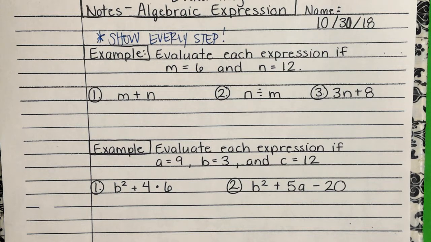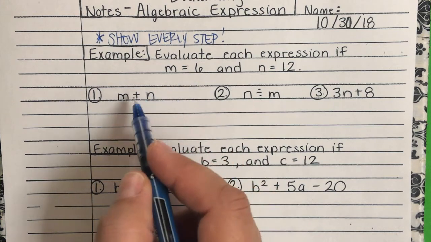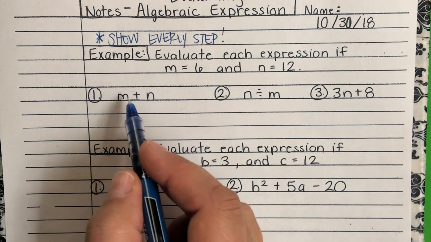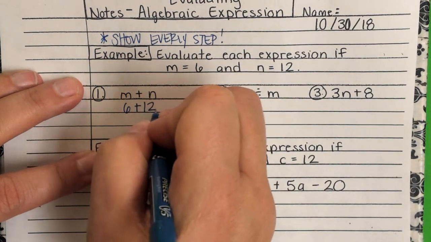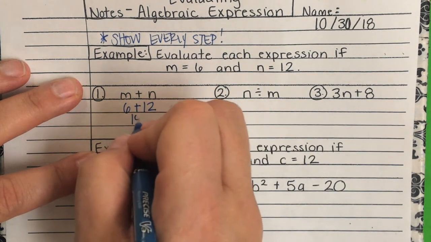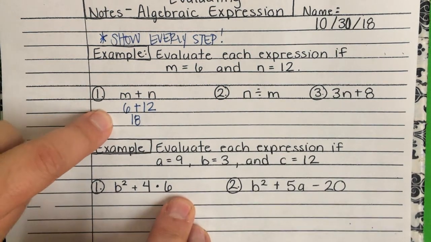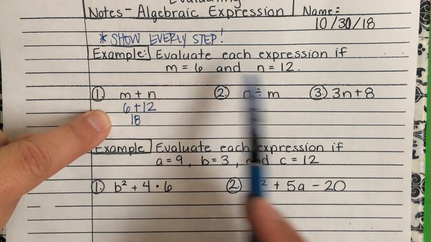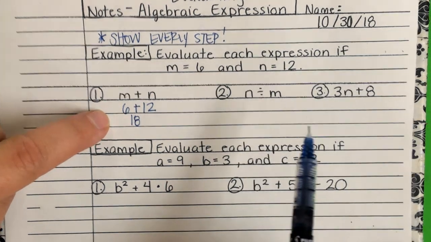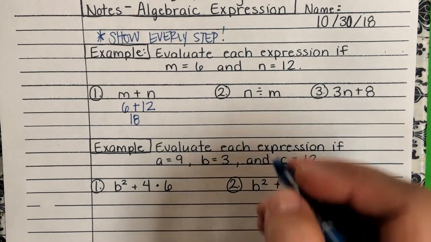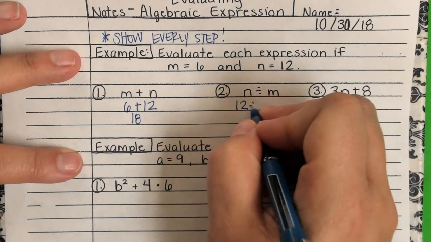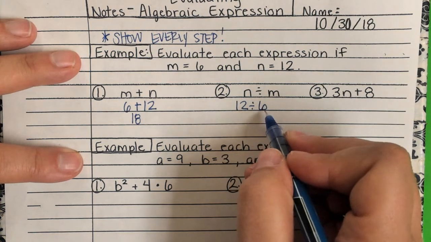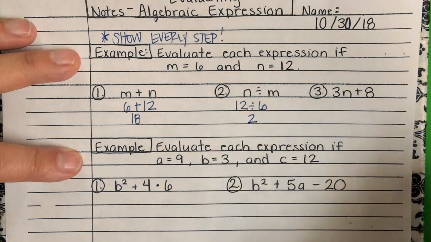Okay? So, again, like the commercial said, we're going to plug these numbers in. So if I know M is equal to 6, what am I going to put where this M is? 6, and I know N is equal to 12. So what is 6 plus 12? 18. We have evaluated this expression knowing these values. Okay? So if I look at the same thing, N is equal to 12 and M is equal to 6. So 12 divided by 6 would be 2.